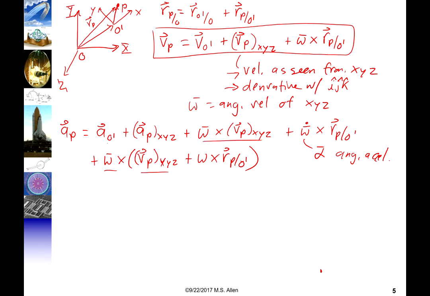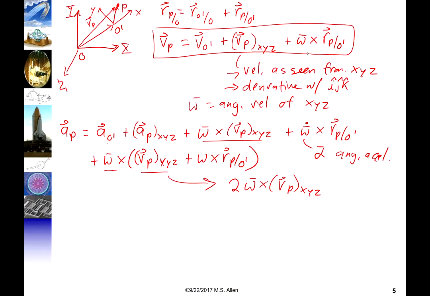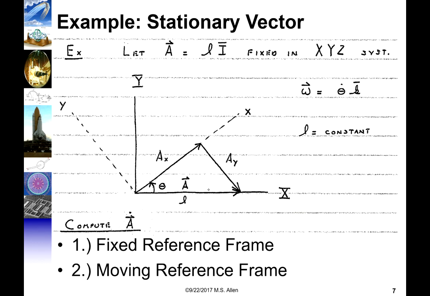Notice this shows up twice. We combine those into a term 2 omega cross V_P relative to xyz. This is called Coriolis acceleration, and we'll talk about that later. There's also a term omega cross omega cross r_P/O'. That term is also special.